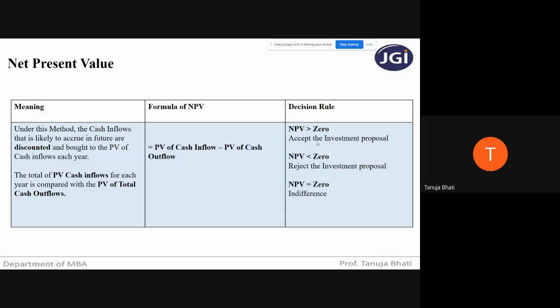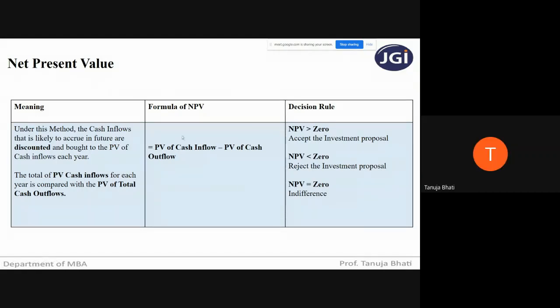And this decision rule, did you logically understand why we have to accept, reject, or why there is indifference when it is 0? Is this clear? Yes? Yes, ma'am. Yes, ma'am. Okay. Now I'll just tell you.